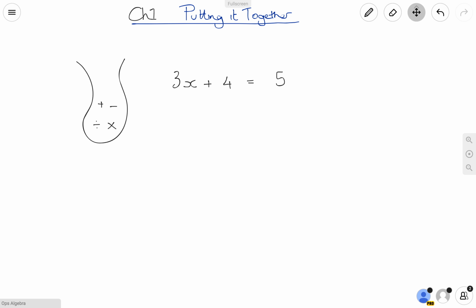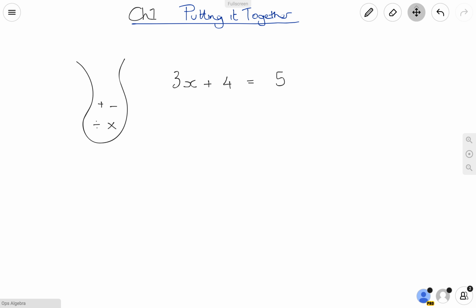So let's look at this question and jump straight in. I'm going to be going a little bit faster now, so I won't be saying every step. I'll show you what I mean. Okay, we've got 3x plus 4 equals 5. We need to find x. Our number one goal: get x on its own.